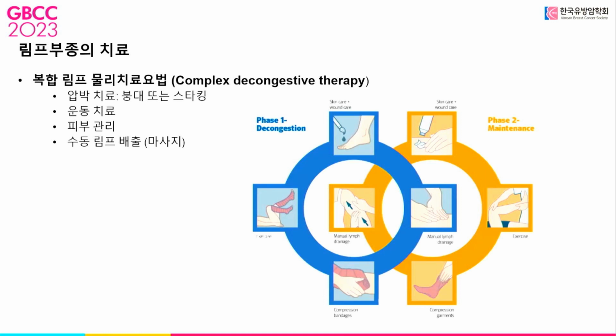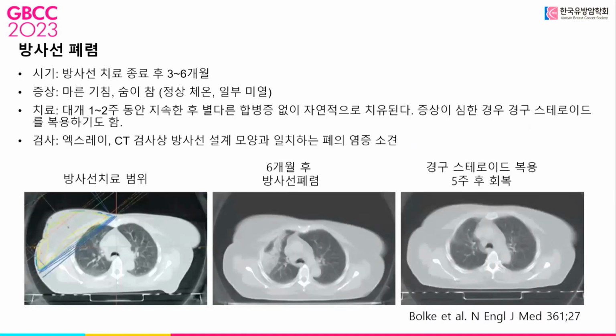Complex decongestive therapy is a combination of various treatments. First is compression therapy using bands or stockings, physical exercise therapy, and skin treatment to manage the wound, and also lymph drainage based on massage. So when you have lymphedema, the lymphedema will be controlled using the combination of different therapies.